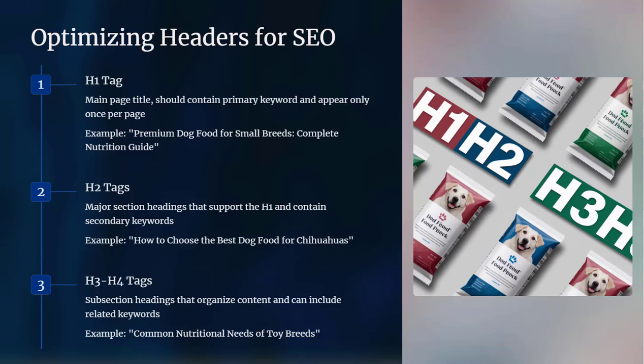So the main page title H1 has the primary keywords and appears once only. For example, premium dog foods for small breeds, complete nutrition guide. For H2 tags, the major section headings that support the H1 contain the secondary keywords, like how to choose the best dog food for Chihuahuas, right? And H3, H4 tags are subsection headings that organize content and can include related keywords, for example, common nutritional needs of toy breeds, right? So using the right header structure with the right keywords can significantly improve the sales performance of your web pages.